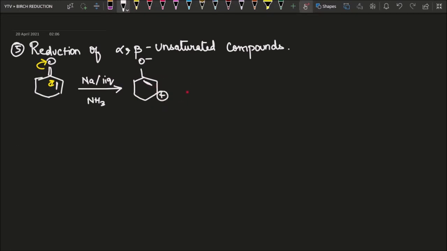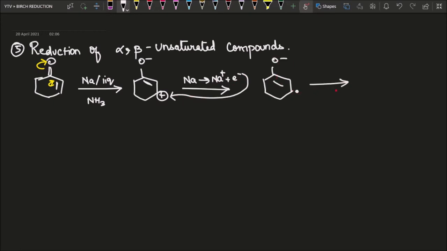So in this positive charge, what will happen? Sodium metal is going to provide its electron, Na plus electron. This electron will get attached to this positive charge, and in the first step it will form one radical. In the next step, if sodium provides another electron, it is going to form one anion. So here we have O minus, a double bond, and here one anion. In the next step it's obvious: ethanol is going to provide H plus, and that H plus will get attached over here.